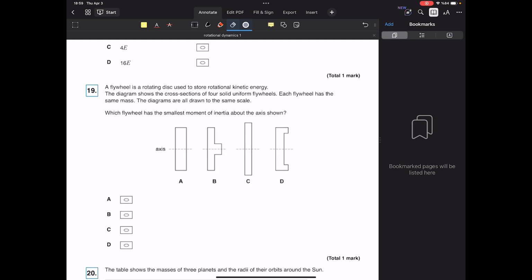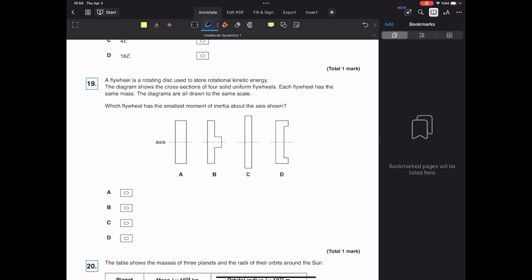Again, this is a super simple question, but I still want to solve it. So these all have the same mass, and we're asked to find which has the smallest moment of inertia. Now, the moment of inertia increases as the radius increases. So if these all have the same mass, then we want more mass concentrated near the axis, so the moment of inertia decreases. And the one that has the most mass concentrated near the axis of rotation is B. So the answer is B.